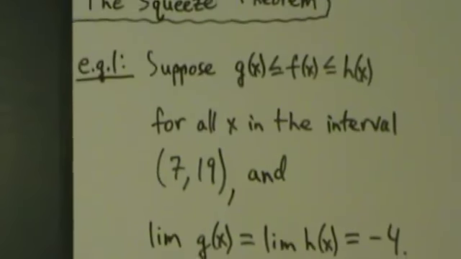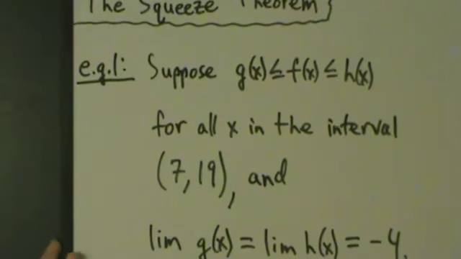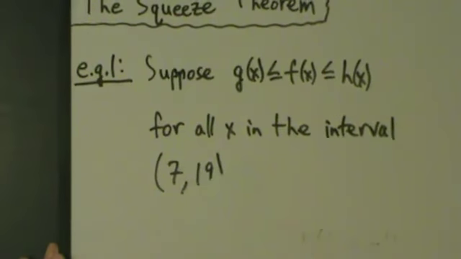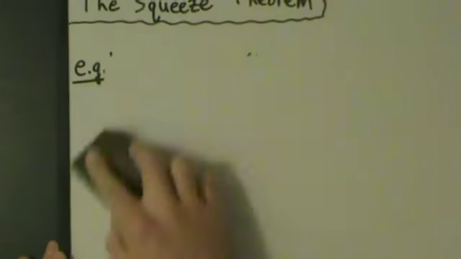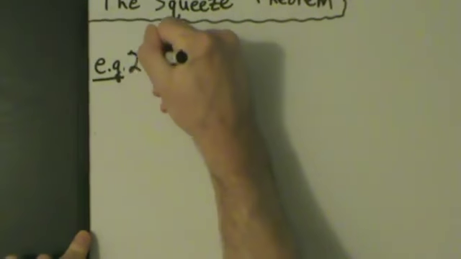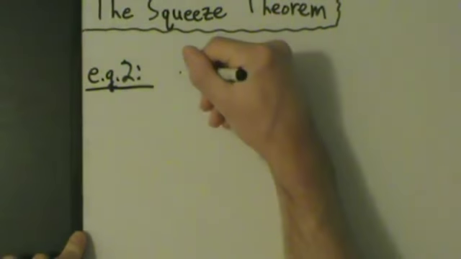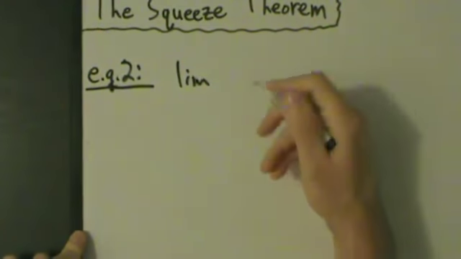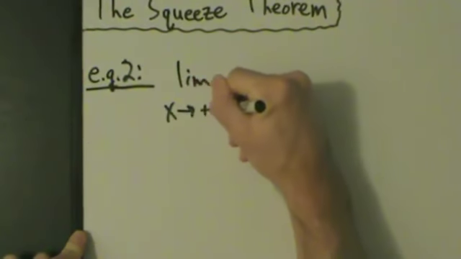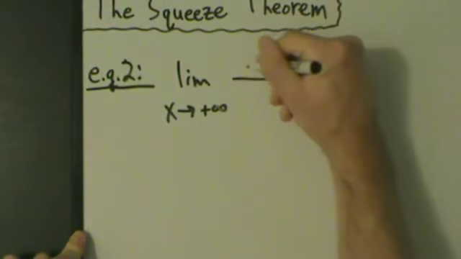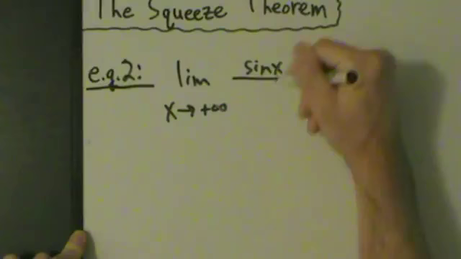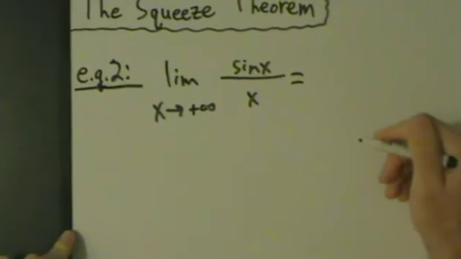Okay, so that's example 1. Let's see one that's a little more interesting here. So this is going to be example 2. And actually, example 2, we're going to end up using this fact a few more times possibly. So example 2 here, limit as x approaches positive infinity of sine of x divided by x equals what?